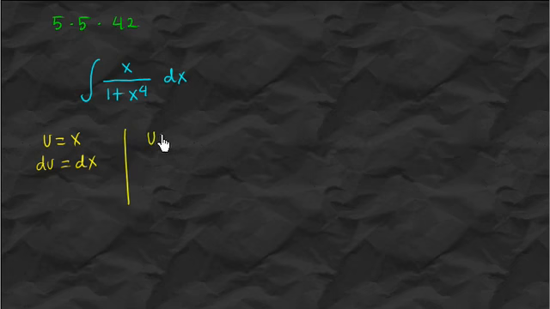Now on the other hand, if we choose u equals 1 plus x to the fourth, then our du will be 4x cubed dx, and we don't see any 4x cubed over here either. So both of them are bad choices. So what should we choose in this situation?